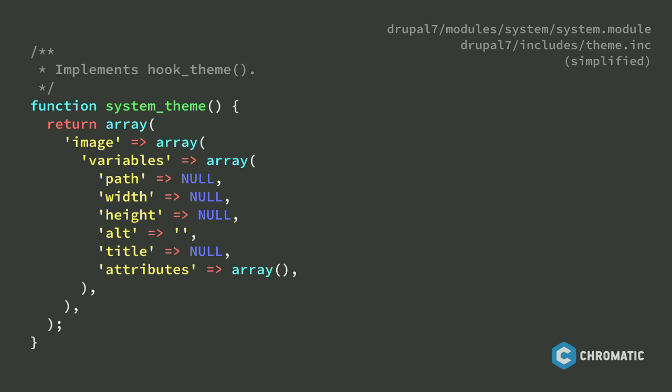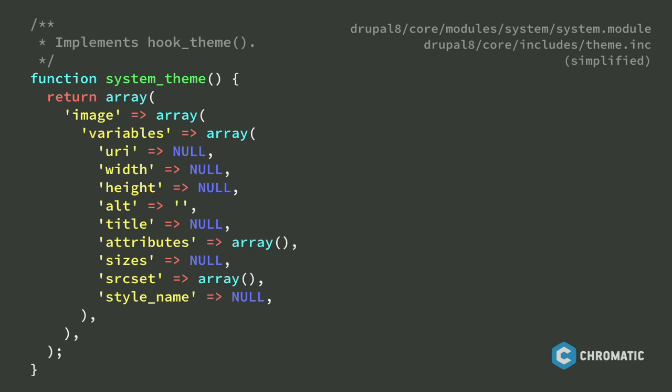But what we've been looking at here is Drupal 7, the definition of the image theme hook in Drupal 7. So let's take a look at what that looks like in Drupal 8. Very similar. The only differences here between 7 and 8's image theme hook are that instead of passing a path, we're now going to pass a URI, and there are a few new variables as well. The sizes and source set variables are going to help us build responsive images, and we can also pass the name of an image style.